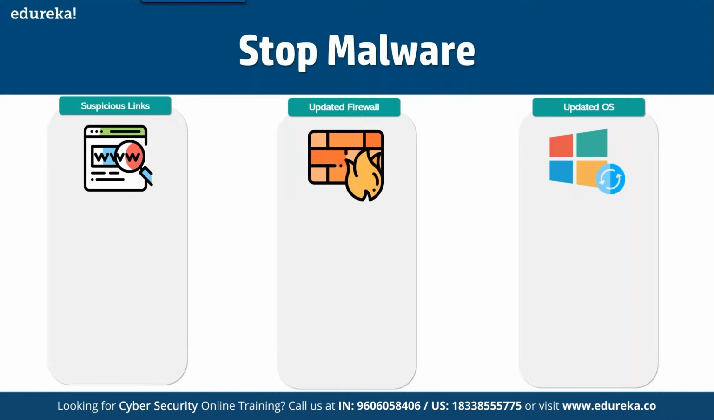Last one is the updated operating system. You have to make sure that your computer's operating system is up to date. Software programmers update programs very frequently to address any kind of weak points. So you have to make sure that any application you have installed on your system, or even your operating system itself, is up to date.